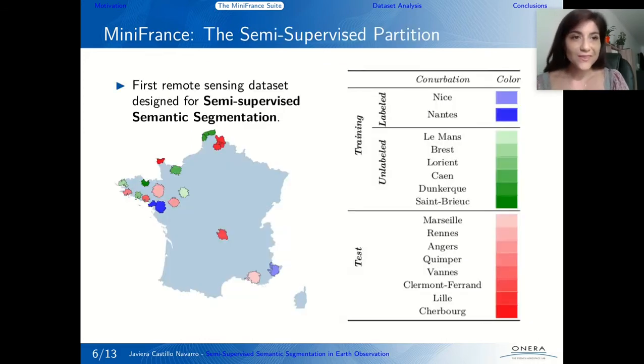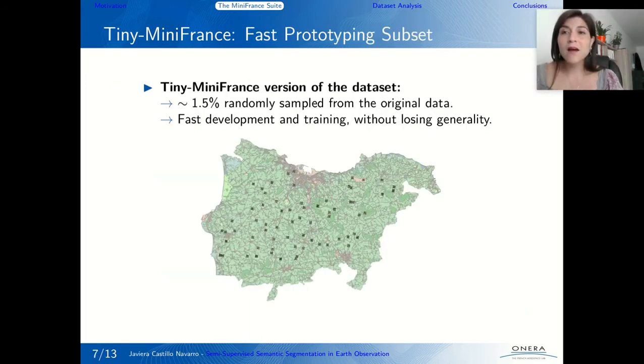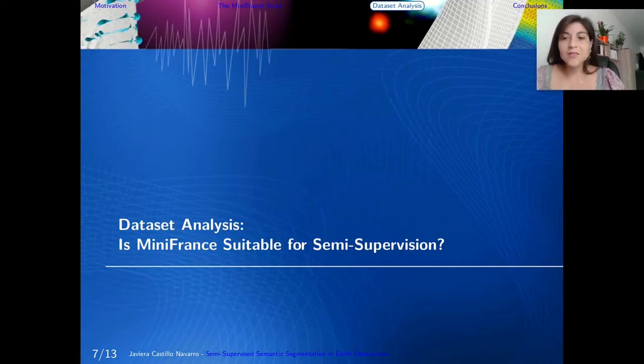But the most important characteristic of MiniFrance is that it has been fully designed for semi-supervision. That is, it has a training partition and a test partition, but the training partition contains labeled examples and unlabeled examples for training. We also proposed a small version of the dataset, Tiny MiniFrance, that allows fast development and training without losing generality. But is MiniFrance suitable for semi-supervision?